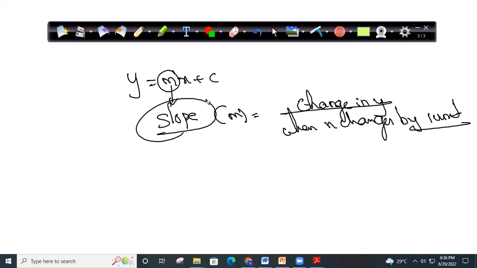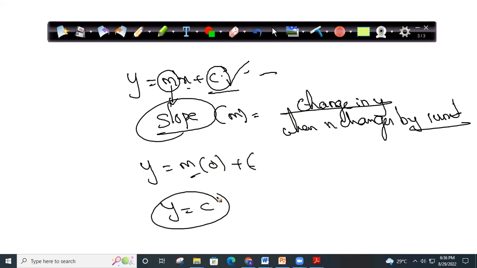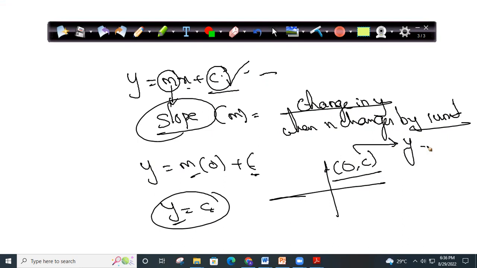Now, what is the meaning of c? Most important. What is the meaning of c? So you should understand, when do you get c? When x is equal to 0. So put x is equal to 0: m into 0 plus c, 0 plus c, y is equal to c. So c is called the y intercept. Why? Because it is the value of y when x is equal to 0, so the point 0 comma c. So c is said to be the y intercept.